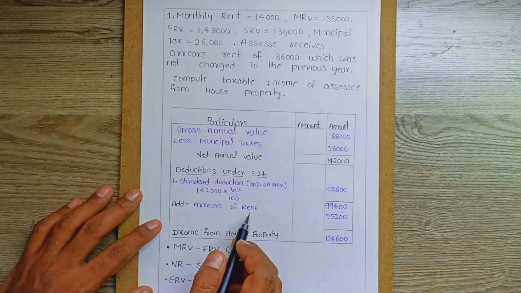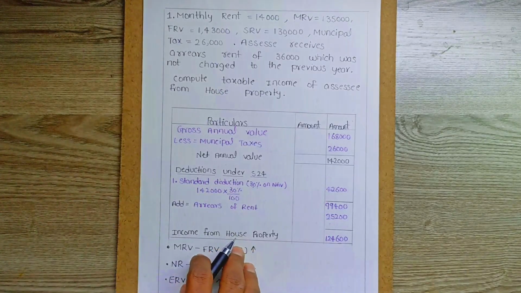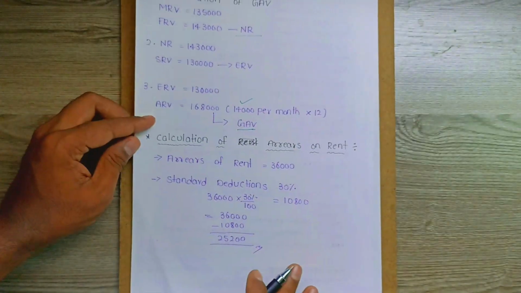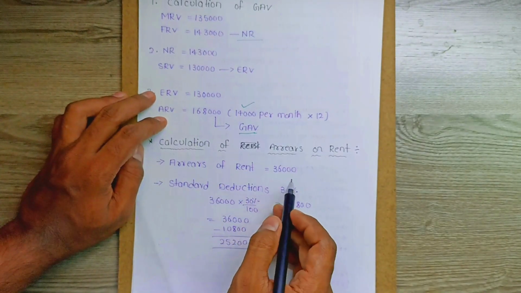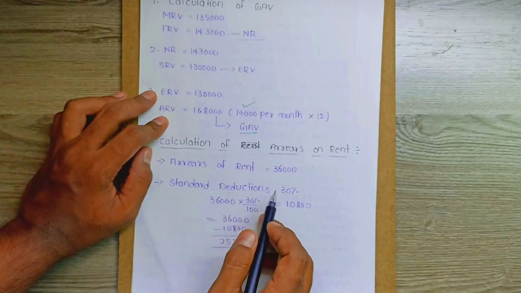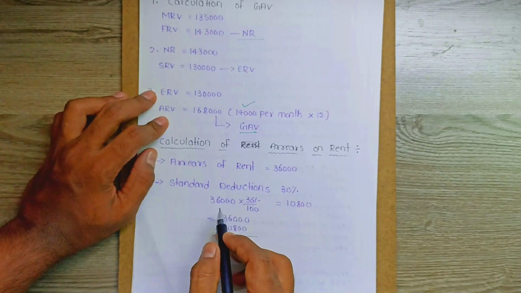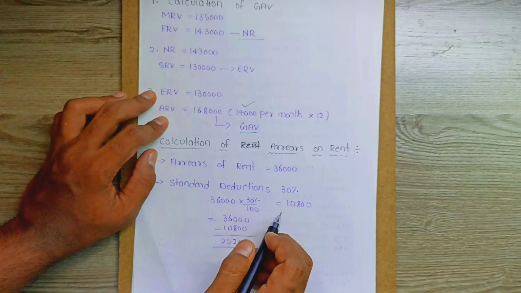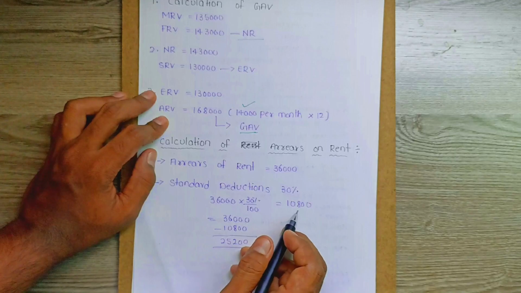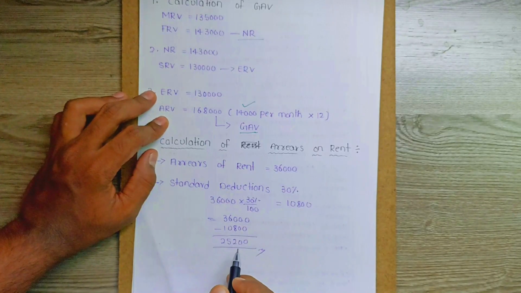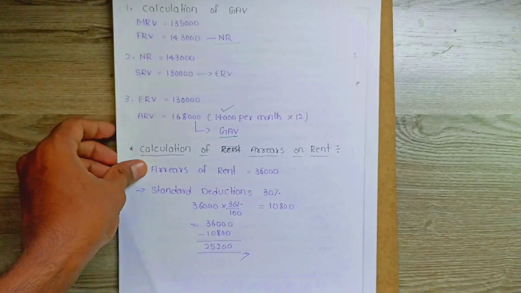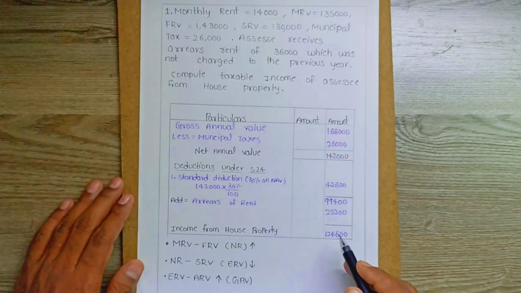Then arrears of rent. On arrears of rent also we have to remove 30% as the calculation of arrears of rent. Arrears of rent given is 36,000 in the question. Standard deduction will be 30%. 36,000 into 30% by 100 is equal to 10,800. After deducting 10,800 from the 36,000, we get 25,200 as arrears of rent.